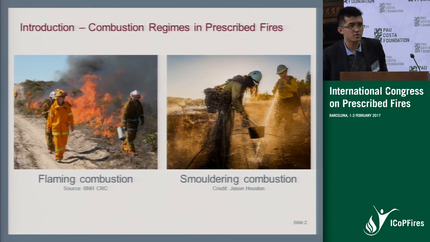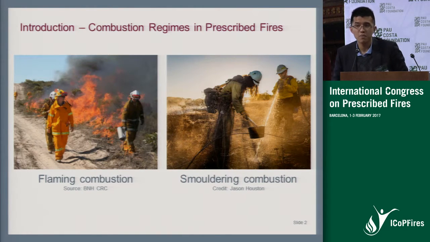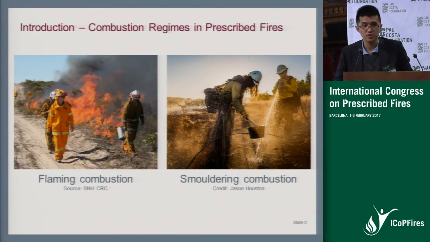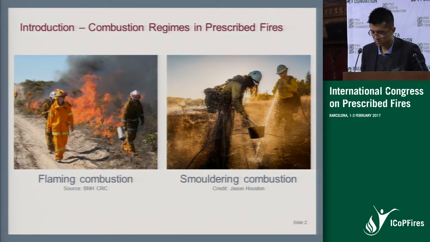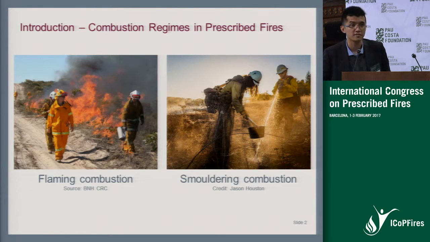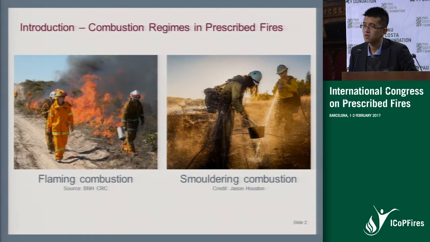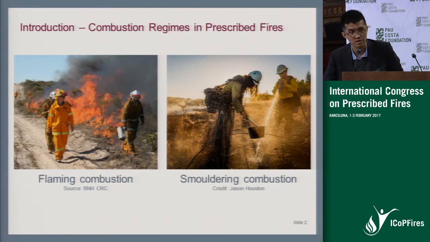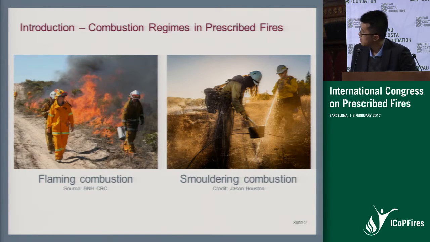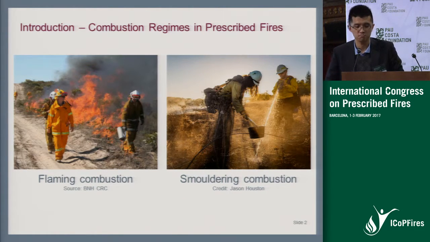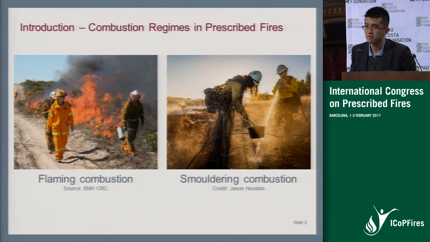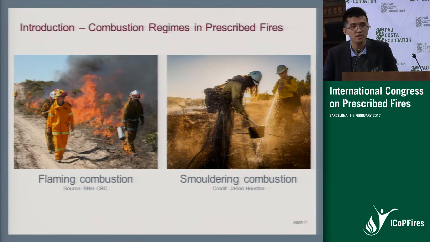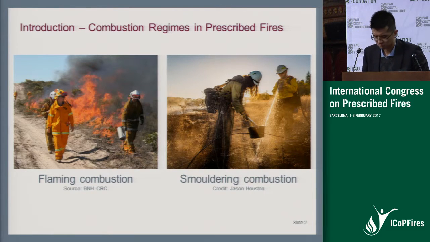So, talking about prescribed burning, we are actually using combustion as a tool to reduce fuel load in forests. And because of that, it is very important for us to understand the combustion process involved in prescribed burning. There are mainly two types of combustion process involved. On the left-hand side is flaming combustion, which is the most common. You have seen that in the background, the visible flame. And the second type, which is what my PhD thesis is about, is smouldering combustion.